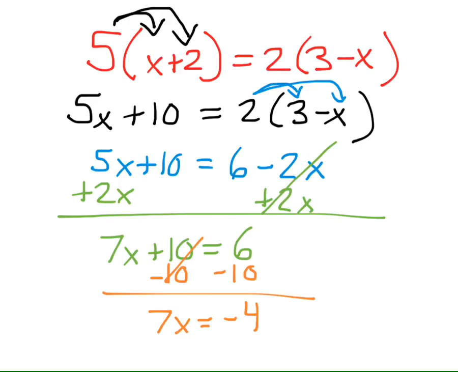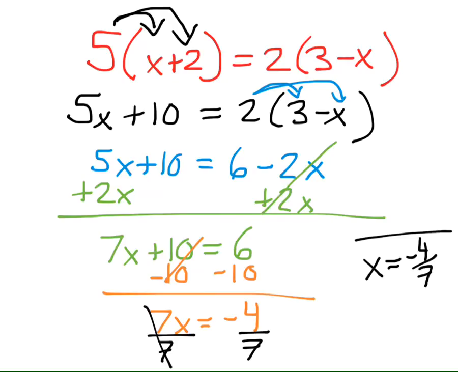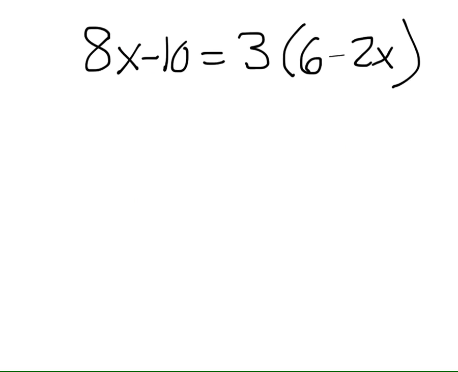And then what would be my last step here in solving for x? Yep, divide both by 7, right? Undo that multiplication by 7, divide both by 7. So I'd have x equals negative 4 over 7. Happens to be a fraction, that's okay. You get fractional answers, no problem. Give that one a shot, then we'll check our answer together.